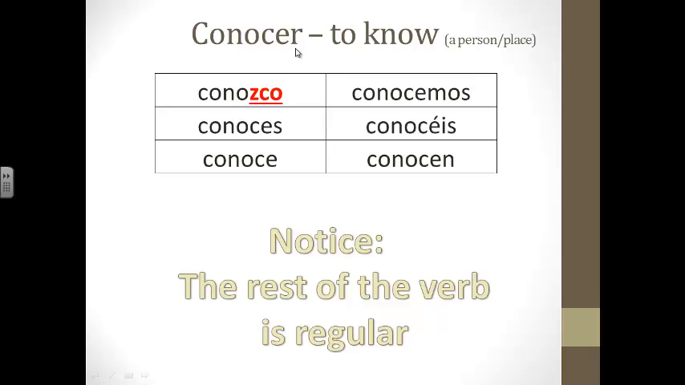Okay, let's look at its conjugation. Again, an ER verb, so it will have ER endings other than the irregular yo. Conozco, conoces, conoce, conocemos, conocéis, y conocen.